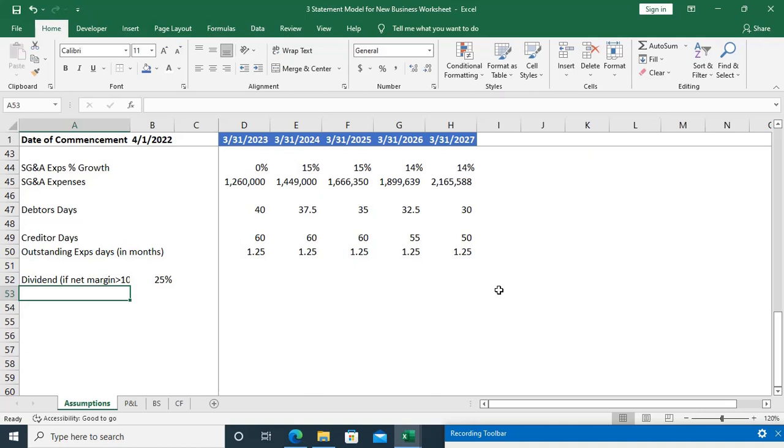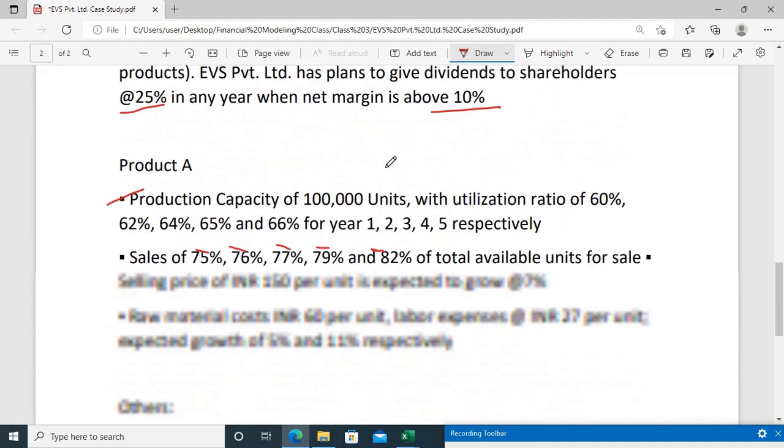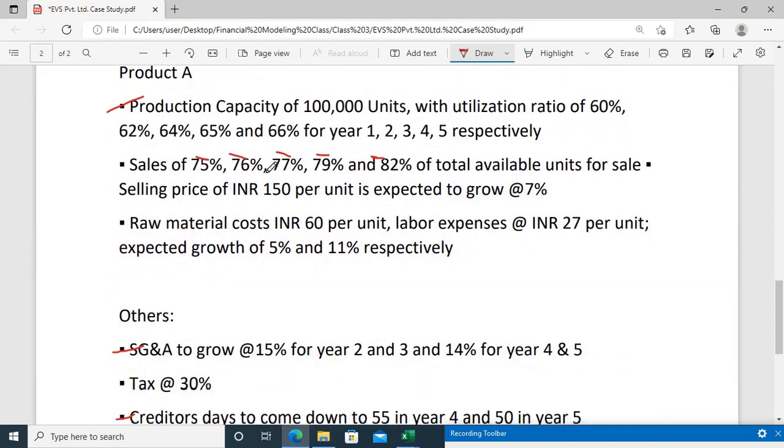Now, have we missed any other information? So this textual part is over. Now the raw material part and the sales part, which is actually part of the income statement, but we will be doing the calculations here itself.